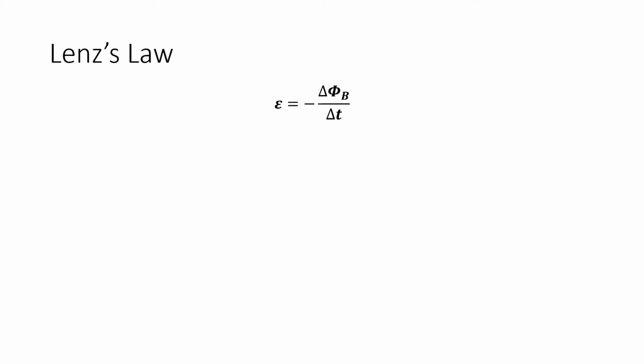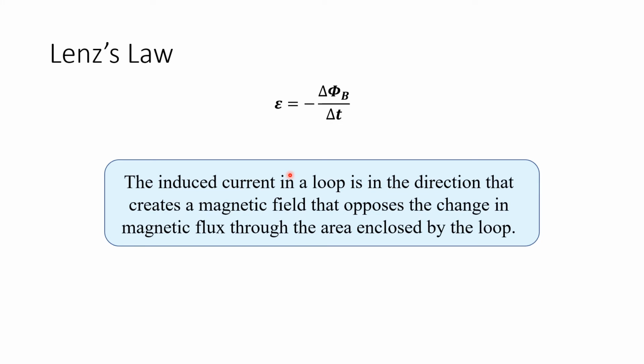Now, Faraday's law indicates that an induced EMF and a change in the flux have opposite algebraic signs. So the physical interpretation of Lenz's law is this: the induced current in a loop is in the direction that creates a magnetic field that opposes the change in the magnetic flux through the area enclosed by the loop. So the induced current tends to keep the original magnetic flux through the loop from changing, the consequence of the law of the conservation of energy.